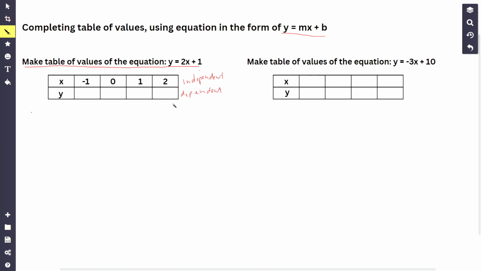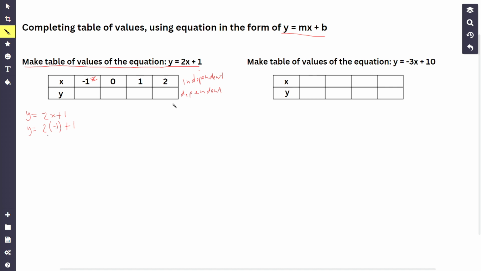We have here y equals 2x plus 1. That is our equation. We will start by solving for the value of y when the value of x is negative 1. We use the equation y equals 2 times, and instead of writing x, I'll put negative 1. Nothing else changes; we just replace the value of x with negative 1.